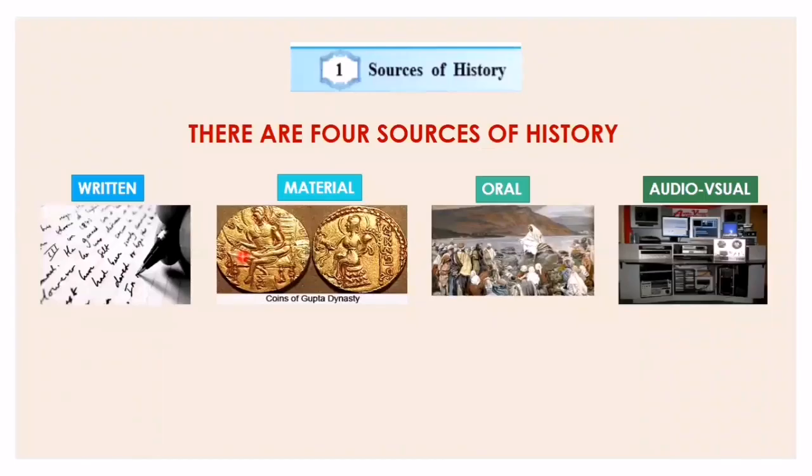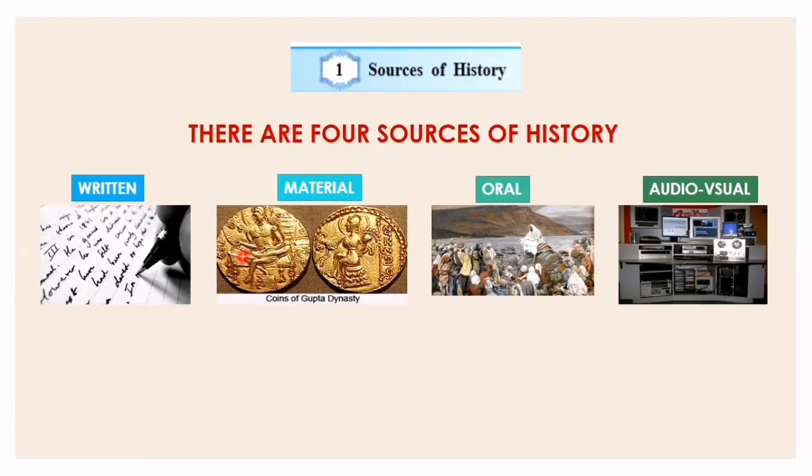Let's see. There are 4 sources of history. What are they? Written, material, oral, audio-visual. Why do we want these sources of history, children? Because the sources of history play an important role. With the help of these sources, we can write the history of a particular era, of a particular generation.